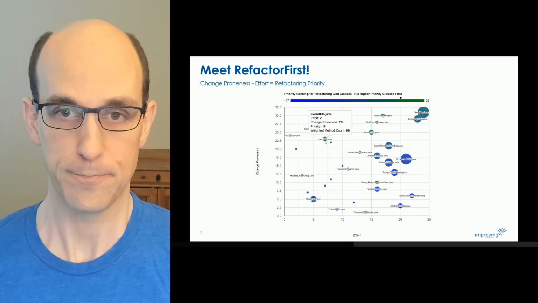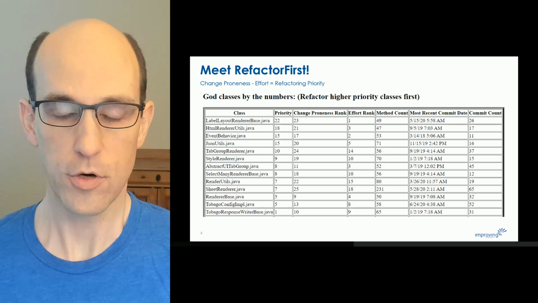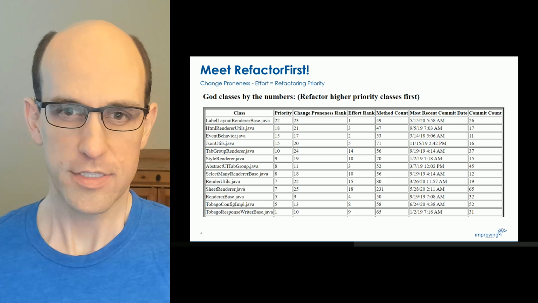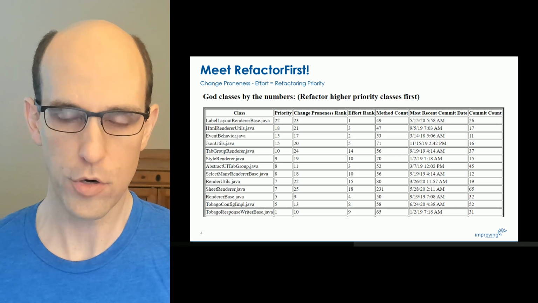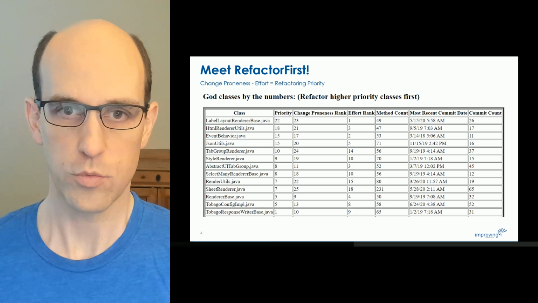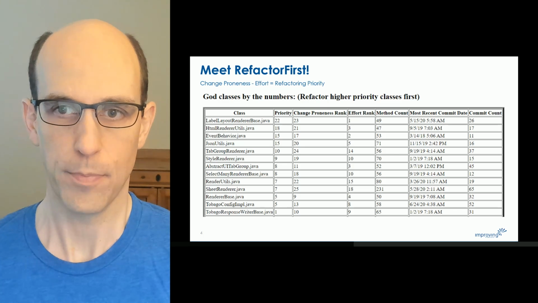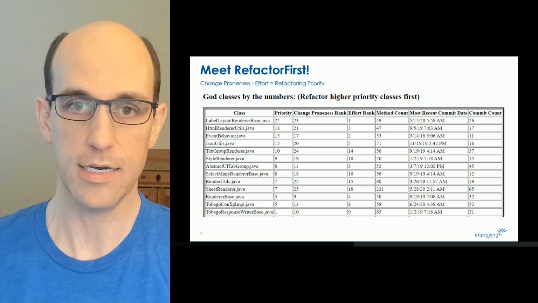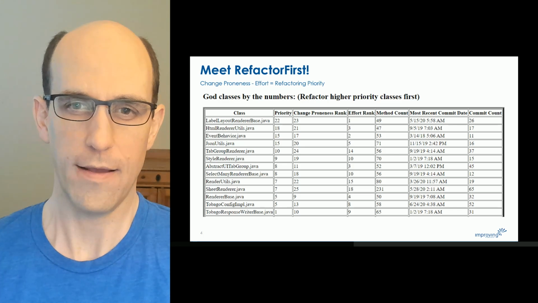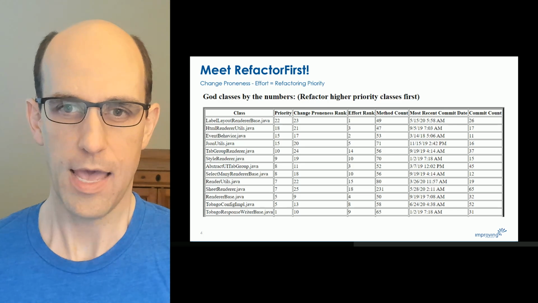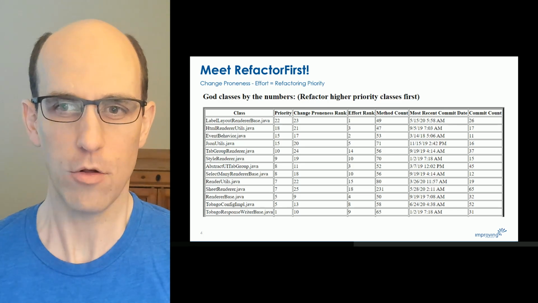So the same graph also generates a table, and as you can see here, to get the priority, the change proneness rank minus the effort rank is how the priority is calculated. I've also included the most recent commit date and the commit count, so you can have an idea of how much information you need, and also the method count, so you can get an idea of how large the class is.